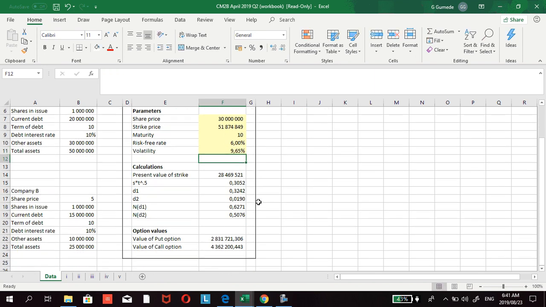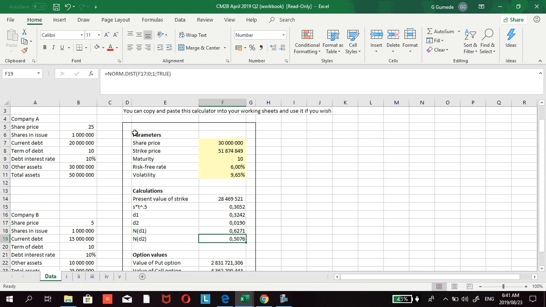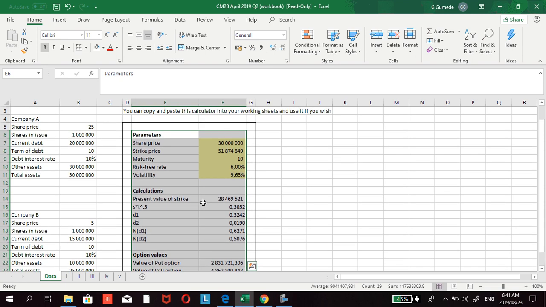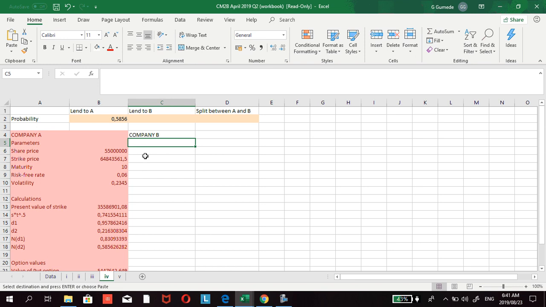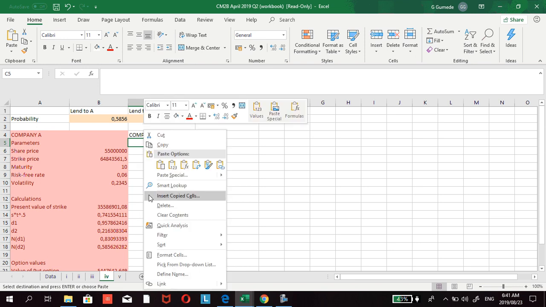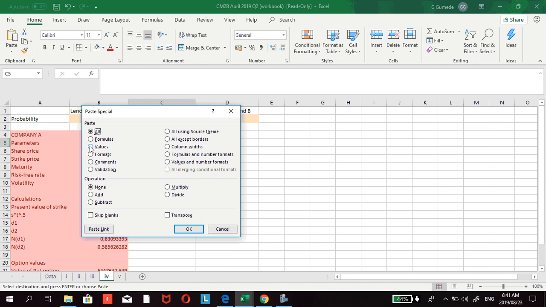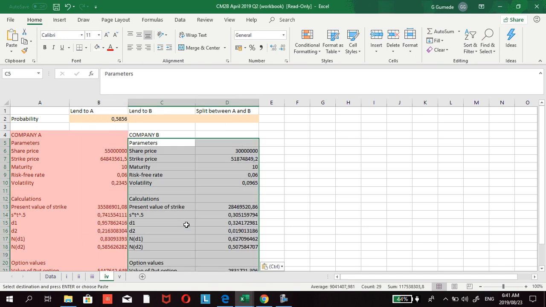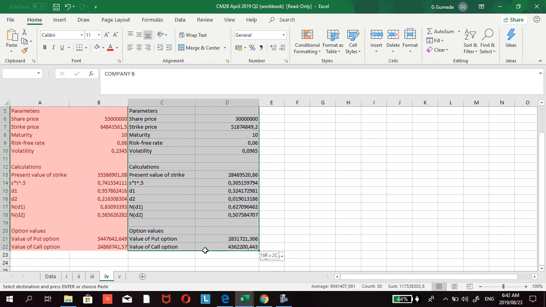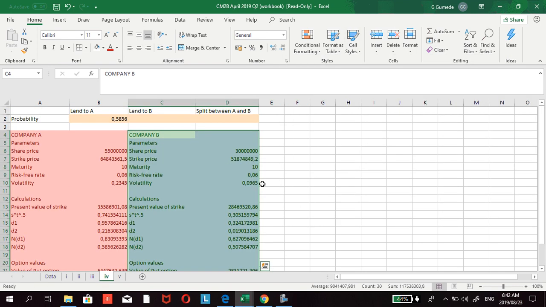Okay. So this will be the probability that company B will be able to repay the loan. I'm going to copy my workings. There I am copying. And come and paste them here so that I can show the examiner my workings. So I'm going to press formulas and I'm going to press enter. Okay. Now I'm going to highlight this in green so that I can see that this is a separate working.